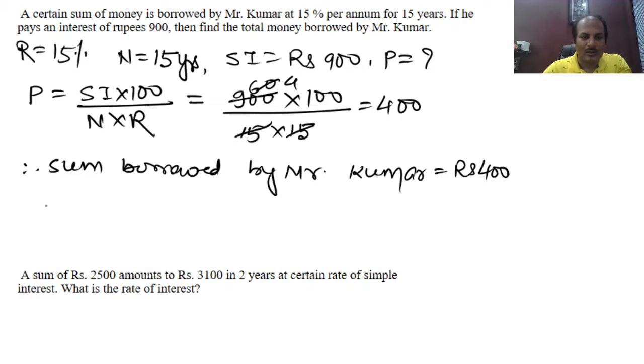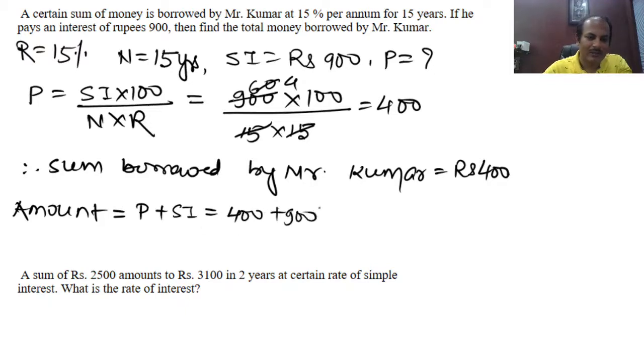I can also include one more thing. If you are being asked to find out the amount, so extra I'm just solving. So what would be the amount? Amount is equal to principal plus simple interest. It means it is 400 plus 900, which is equal to rupees 1300. So had the question been asked what would be the total sum of money which will have to be refunded or repaid by Mr. Kumar, then my answer would have been rupees 1300.